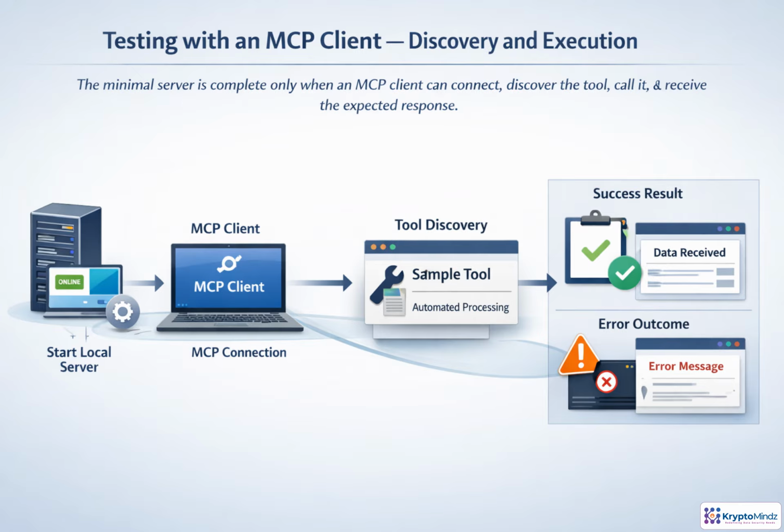A minimal MCP server is not done when the code compiles. It is done when a real client can use it end-to-end. Run the server with the same transport you configured, and watch for clean initialization. Then connect an MCP-compatible client and confirm the handshake succeeds. Check discovery next. The tool should appear with the expected name, description, and schema. Finally, call the tool with valid input, then with invalid input. You want both paths verified: structured success data and clear, predictable error behavior.